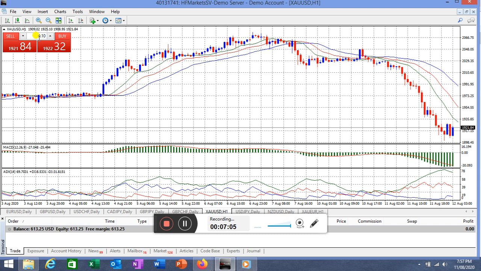And so the lot size that I chose was 0.10. Pretty much that means, right, so if the lot size is 0.10, that means for every 100 pips that I make, that will be equal to 10 pips, right? So for every 100 pips that I make, that would be equal to 10 pips.